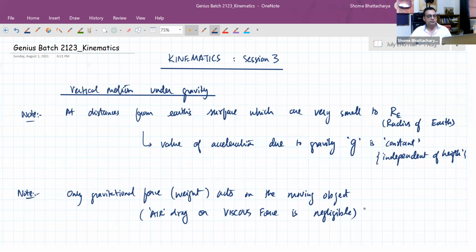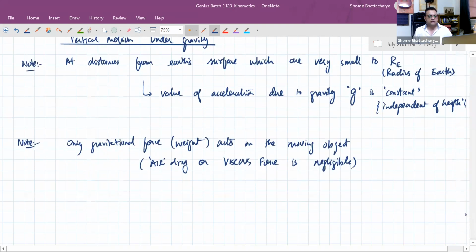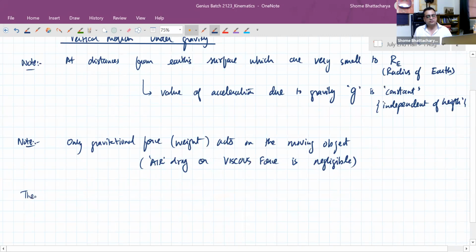So in this particular chapter, when we're talking about vertical motion under gravity, we will assume that we are not taking into account any force apart from the gravitational force, and that too with a uniform value of g. So these two are the important assumptions. Once we do this, we understand that it's a case of uniformly accelerated 1D motion. So it's evident that it's 1D motion with uniform acceleration, with the above conditions.